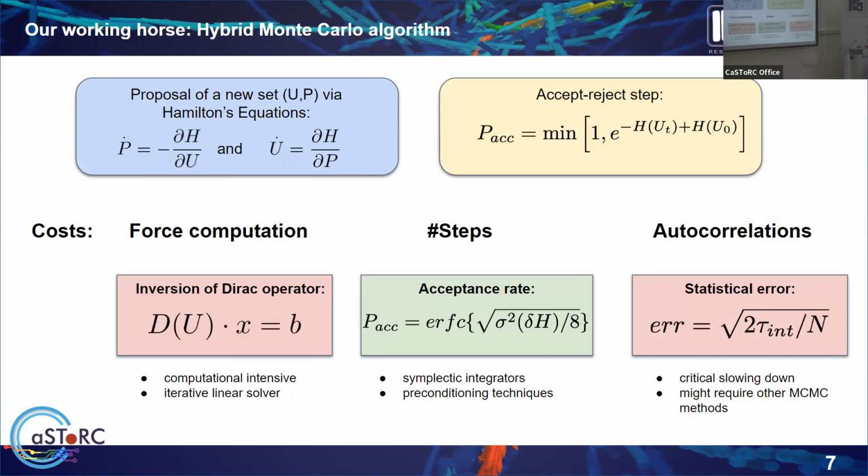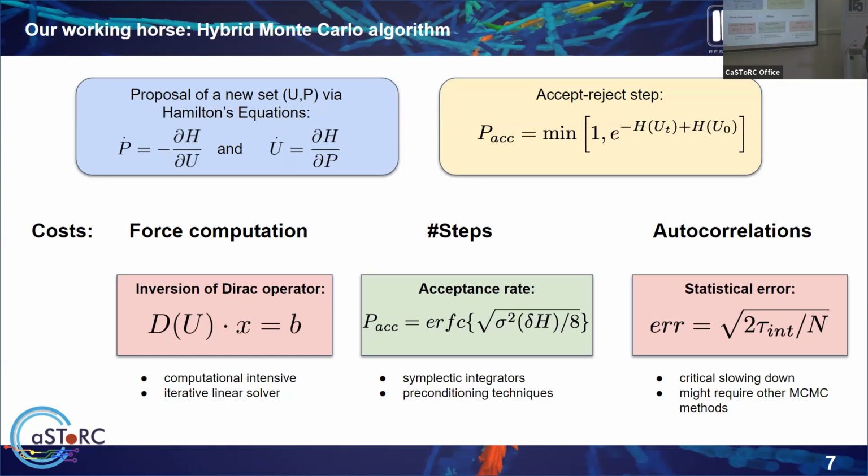And then we need several steps for each trajectory. So the cost of these simulations comes from the force computation and from the number of steps we need to do. At the end of the day, we also want a small error, so we need to do a lot of these steps. This gives our computational cost. Let me go through these different points and illustrate how we worked on these things to improve our simulation and to generate really large ensembles at physical quark masses.